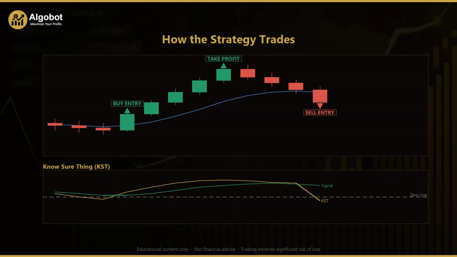Now the character of the market changes. After that peak, price rolls over. The candles start closing lower, price slips back below the trend EMA, and the EMA begins to slope downward. In the oscillator panel, the KST line rounds off at the top and starts falling back toward its signal line. Watch the candle marked as the sell entry. Price closes decisively below the falling EMA, and at the same time the gold KST line crosses down through its signal line and drops below the 0 line.